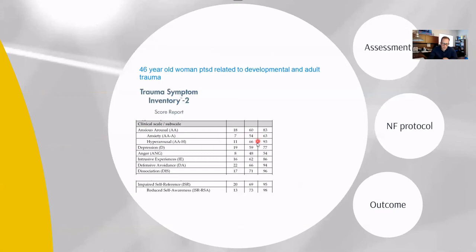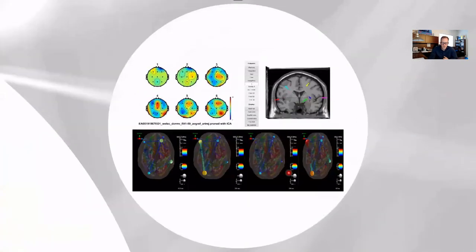She had treatment for a long time, but she still had dissociative elements, reduced self-awareness, some hyperarousal and anxiety. Her EEG assessment showed the following. Again, this was based on a 19-channel EEG, where we could see dipoles in the right and left hemisphere. And this is her connectivity plot that shows connectivity issues across multiple locations.